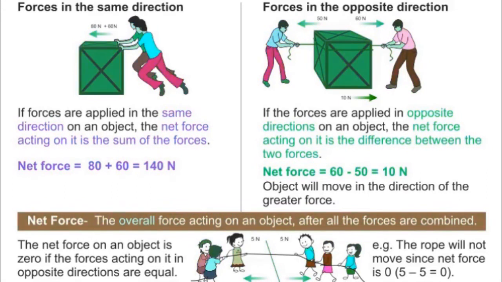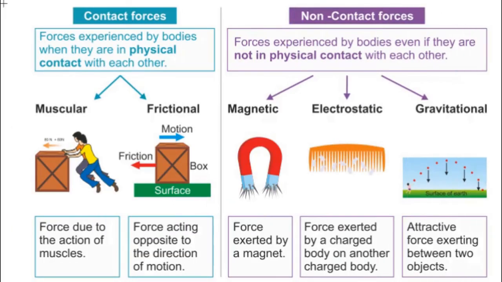Net force: the force acting on an object after all the forces are combined. The net force on an object is 0 if the forces acting on it in opposite directions are equal. For example, the rope will not move since the net force is 0. Types of forces.